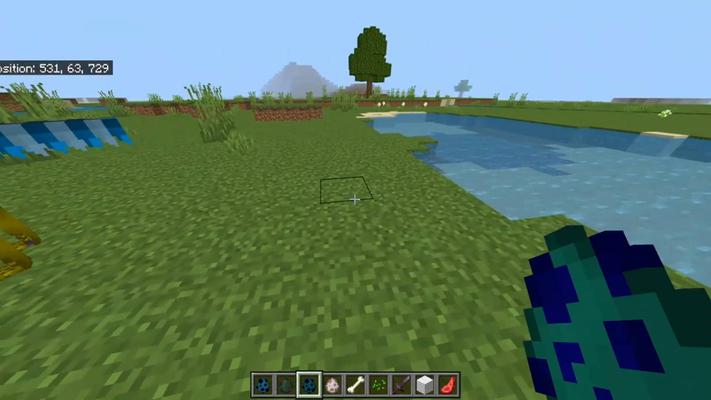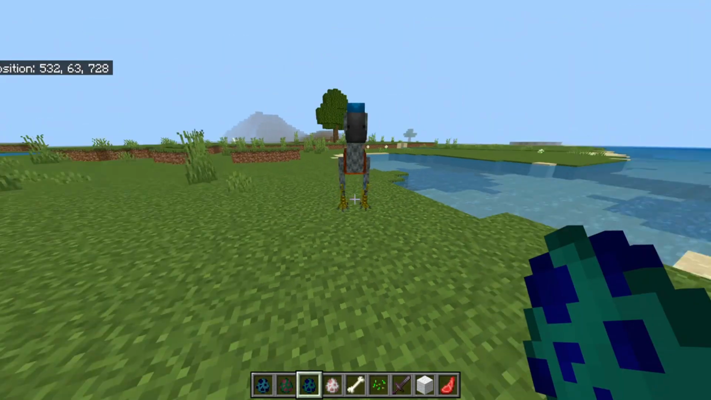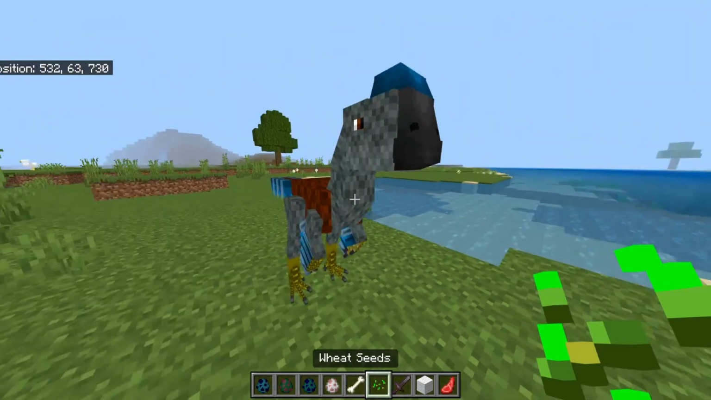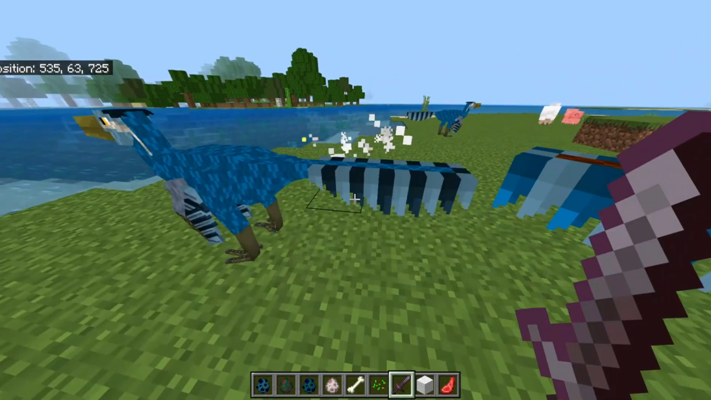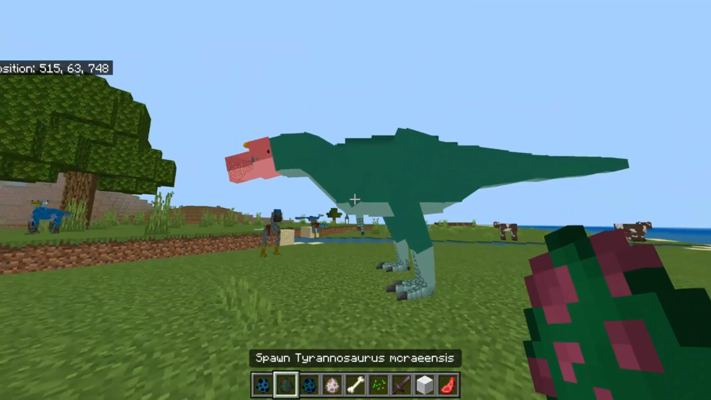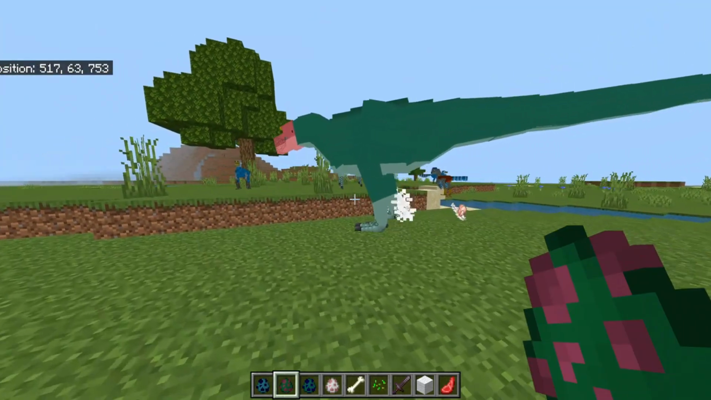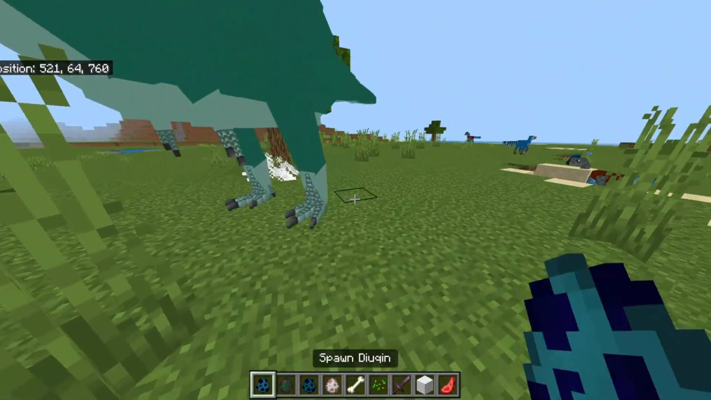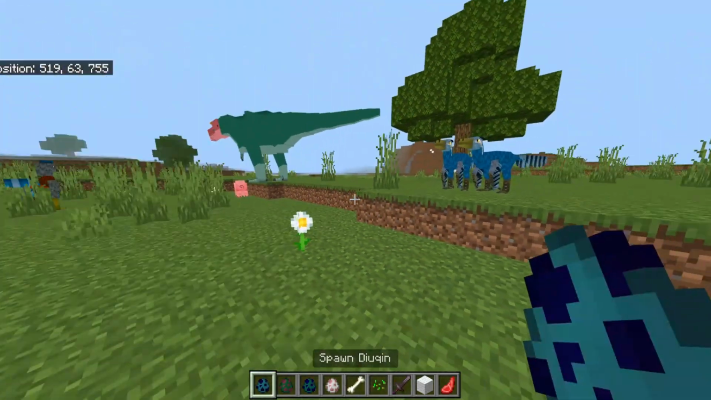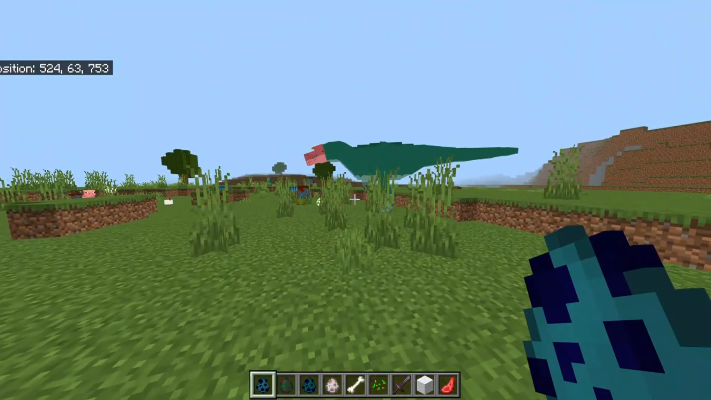I gave the Eoneophron the behavior of chickens, meaning they occasionally lay eggs but won't harm anything. They drop feathers and raw chicken when you kill them. I gave the Tyrannosaurus mcraeensis the behavior of zoglins, meaning they will attack every mob. Now let's see what happens when you get a Tyrannosaurus mcraeensis to fight a pack of Diuqin.